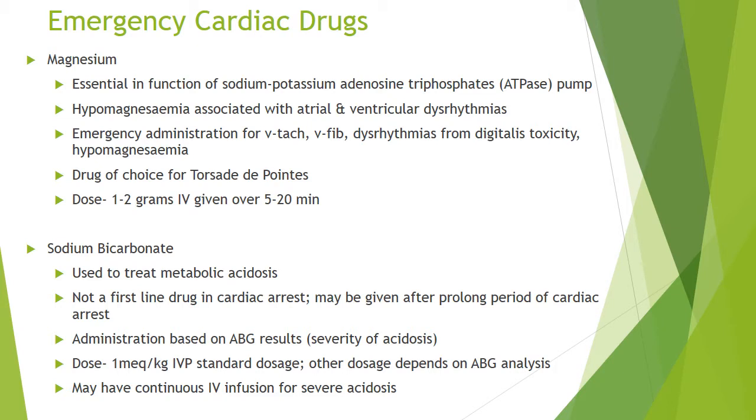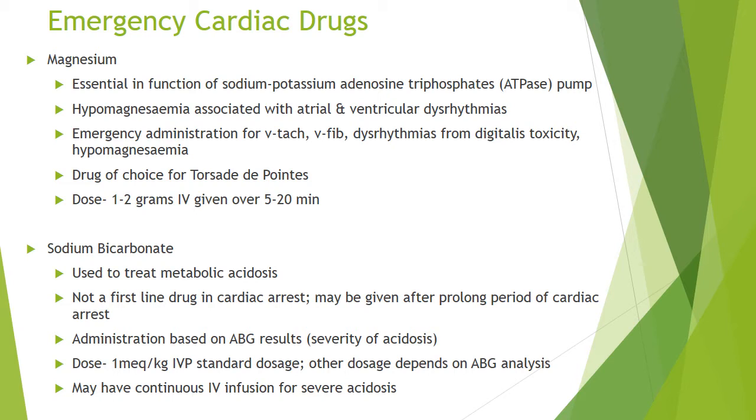Magnesium is essential to the function of our sodium, potassium, and adenosine triphosphate pump. Hypomagnesemia is usually associated with atrial and ventricular dysrhythmias. It may be given in an emergency situation such as VTach, VFib. Our patient may be experiencing dysrhythmias from digitalis toxicity, or they may just have hypomagnesemia. It is a drug of choice for torsades de pointes, and the dose is usually 1 to 2 grams given IV over 5 to 20 minutes.